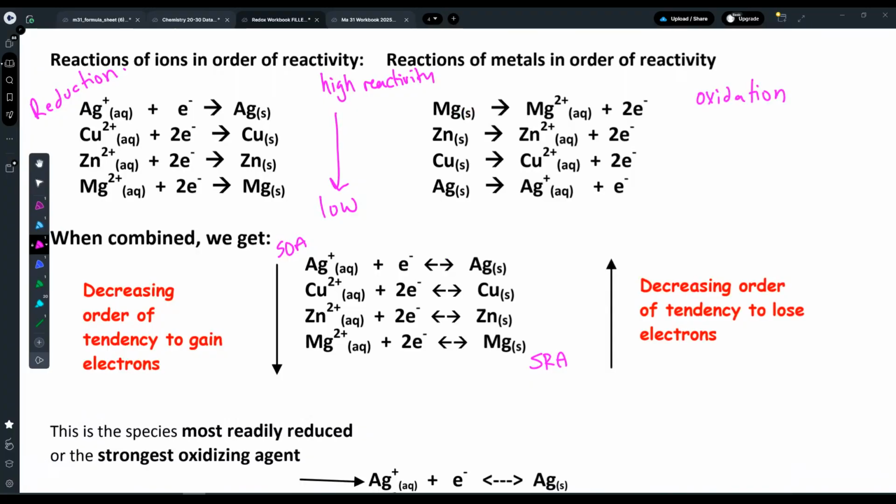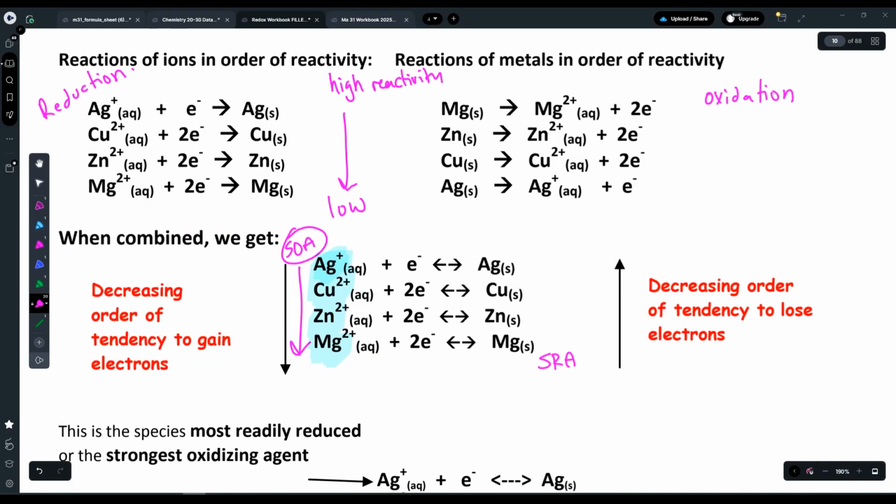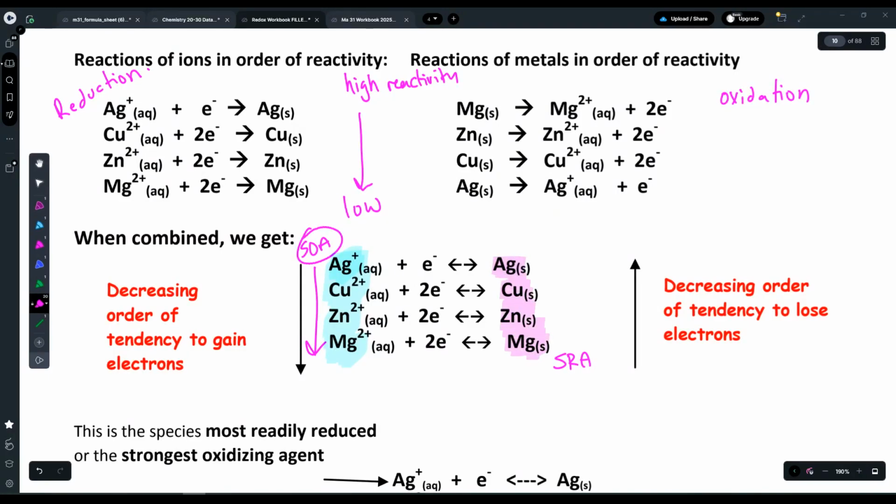For our oxidizing agents, the strongest one starts at the top, and it gets weaker and weaker as you go down the left-hand side of the substances here. The reason I'm specifically saying only the left-hand side is because only on the left-hand side of the reaction arrow is where your oxidizing agents are. Meanwhile, the right-hand side is where all of your reducing agents are. So you start from the bottom at your strongest reducing agent and go up, and the reducing agents on the right-hand side of the reaction arrow get weaker and weaker.